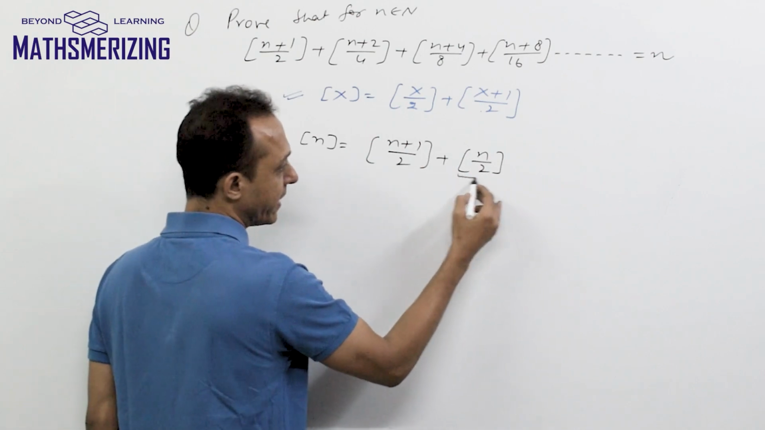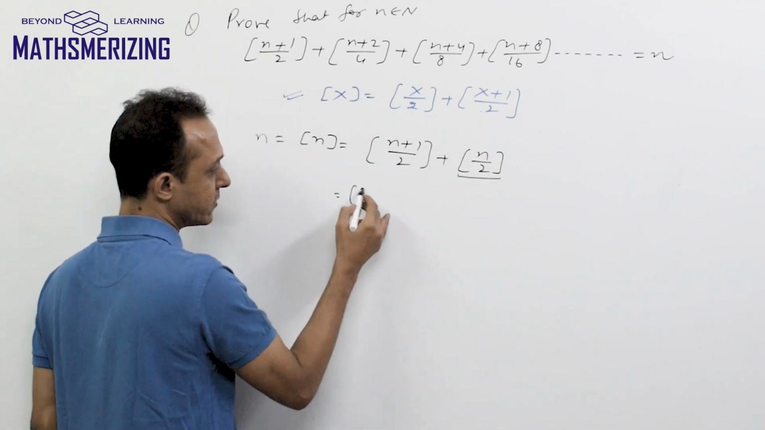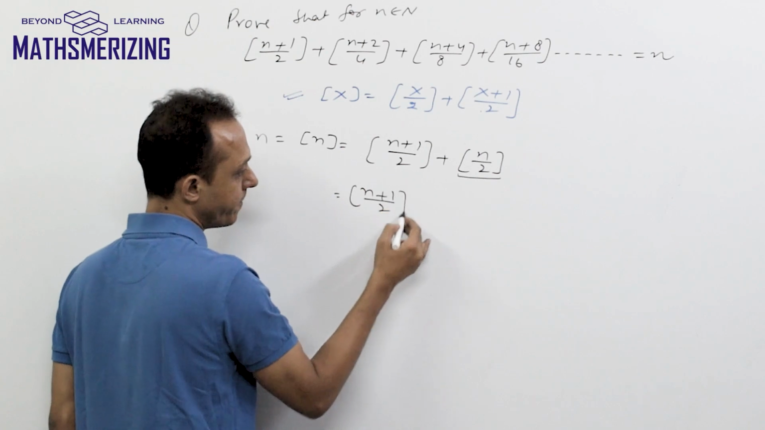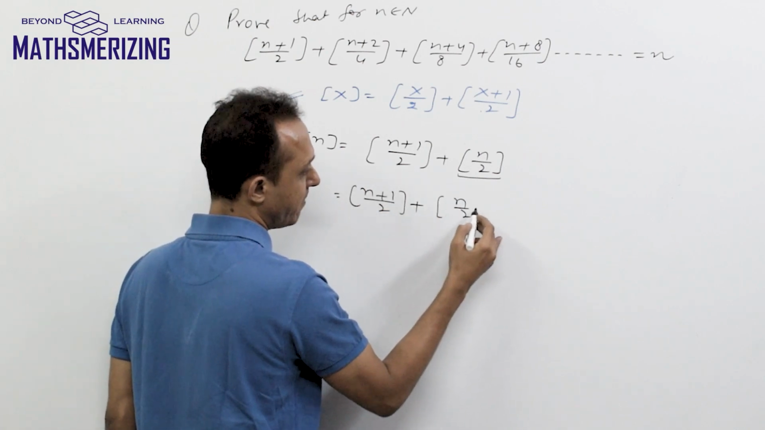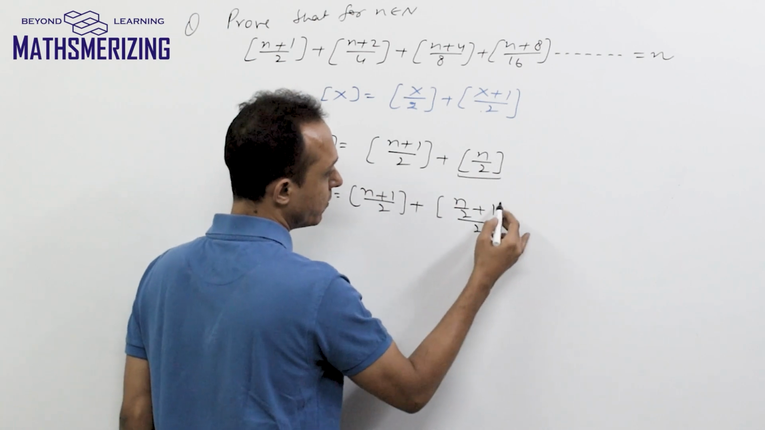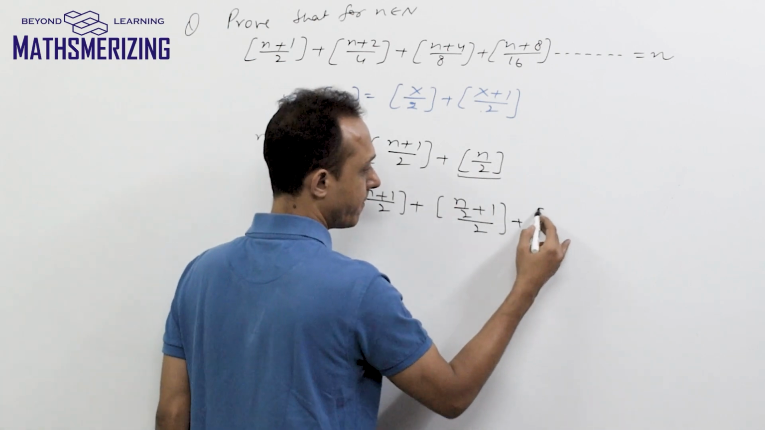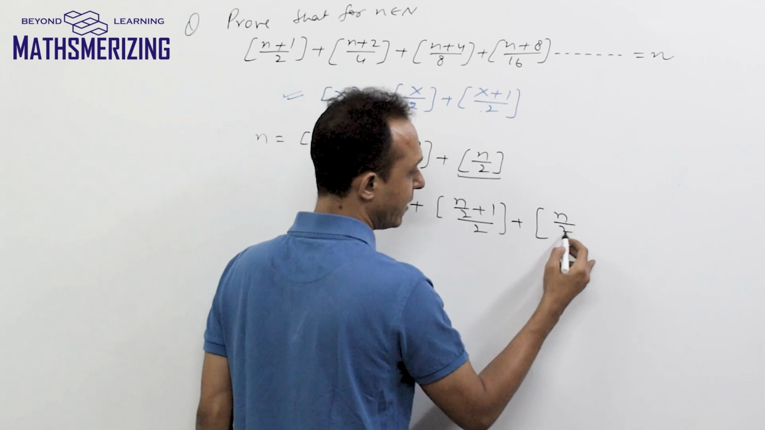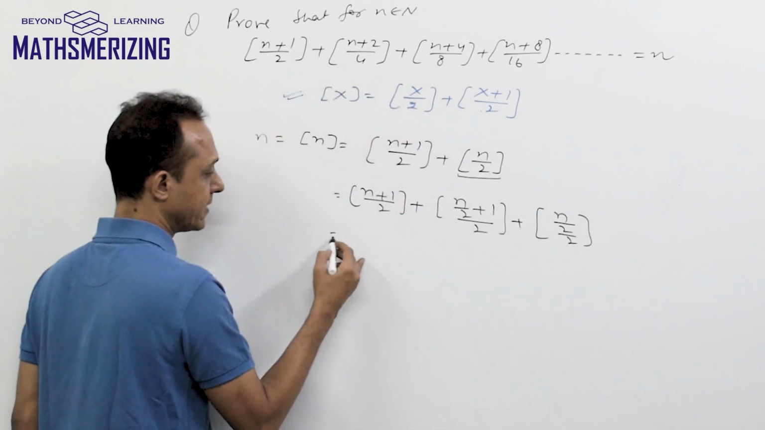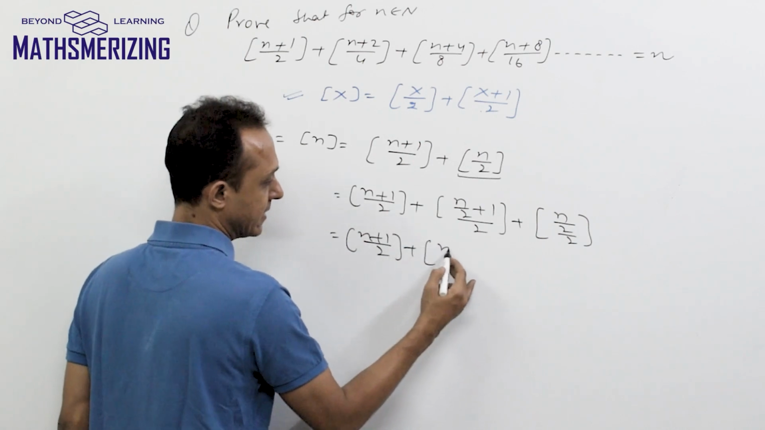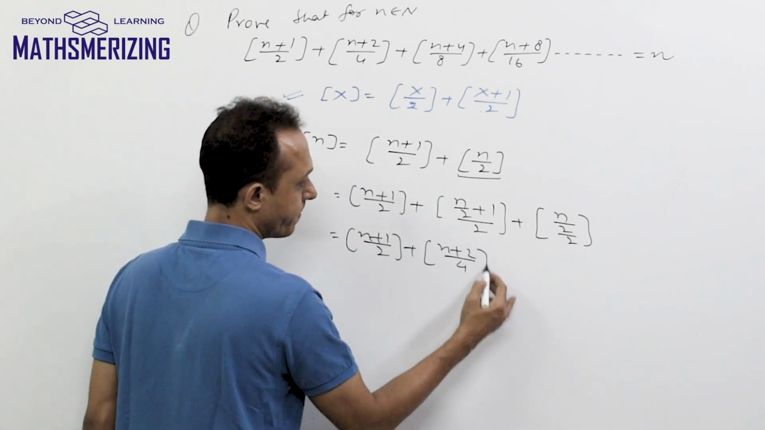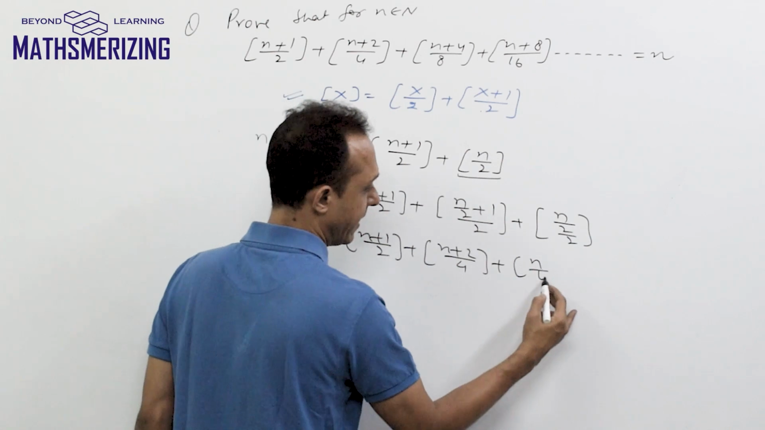Now I'll use the same property again for this one. So I can write it as, this is n plus 1 by 2 and this is n by 2 plus 1 by 2 and then n by 2 upon 2. So I'll write it as, this is n plus 1 by 2 and this is n plus 2 by 4 and this is simply n by 4.